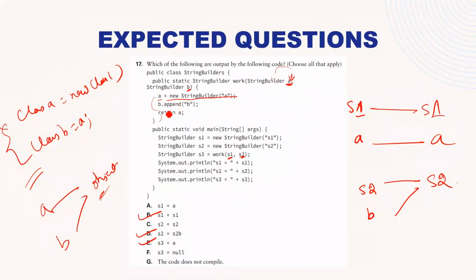Now B.append(B). Now B is appended over here, so we have not created another instance of StringBuilder in B, right? We just appended B to it, so it became S2B. So S2 equals S2B. Now S3, we are returning that new StringBuilder that we created with A, so in this case S3 will be A. I hope that is making sense, right? It is a little bit difficult when I try to explain it in a question. Please go and watch the video where I have explained this in detail, guys. Please have a look at that.